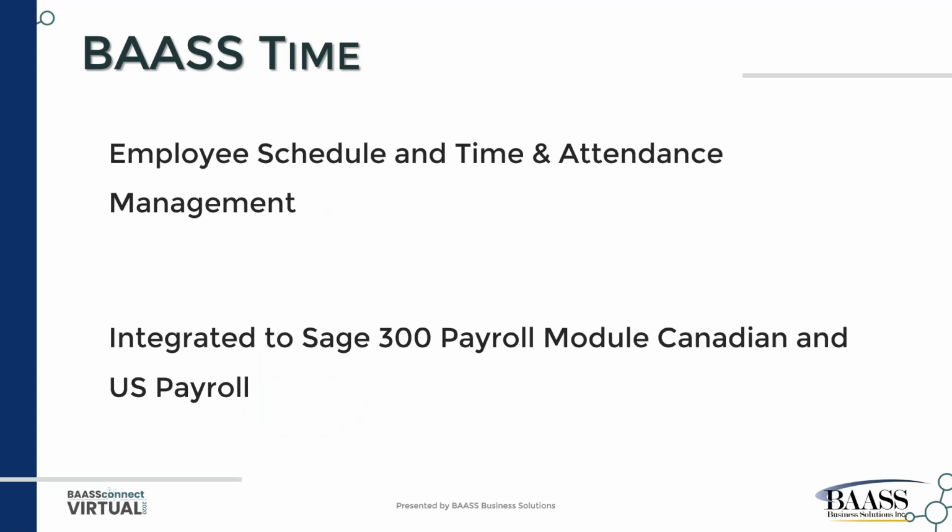So BAASS Time, in a nutshell, helps our clients do basic employee scheduling. If you have multiple work locations where you need to schedule your employees to come in at certain times, then you're able to do that with BAASS Time, and you're also able to see what was their scheduled time and what time they actually reported to their work location. So BAASS Time tracks both the scheduled time and actual work time for the employee.